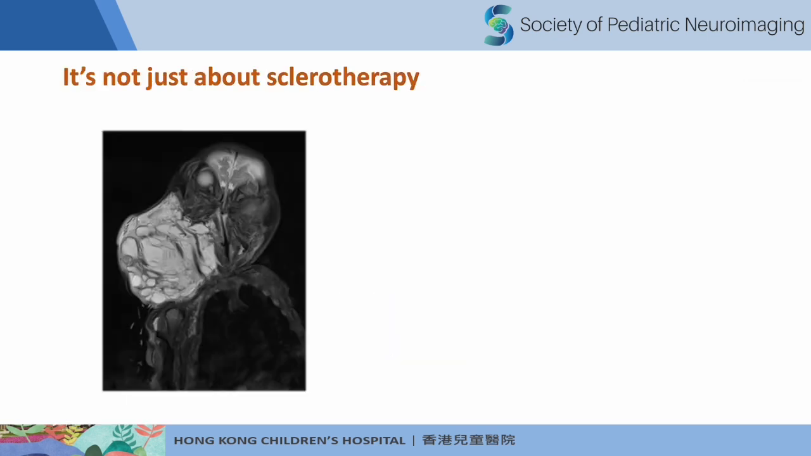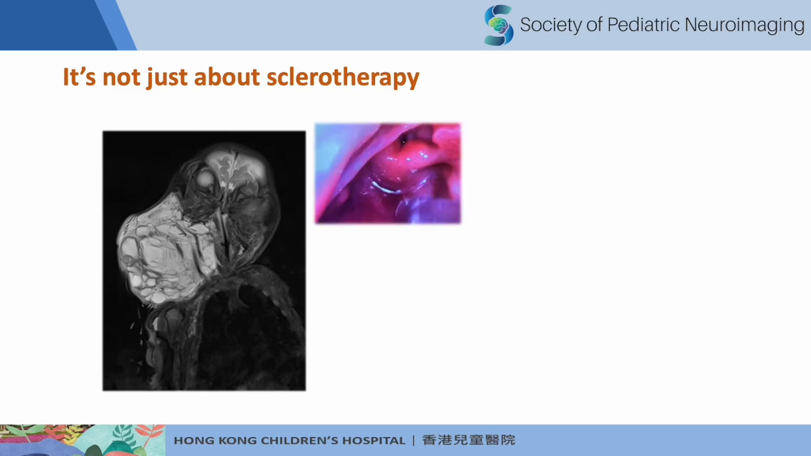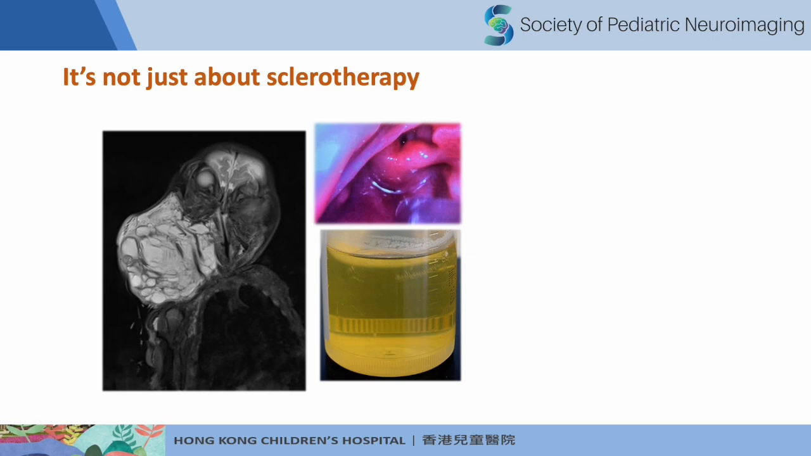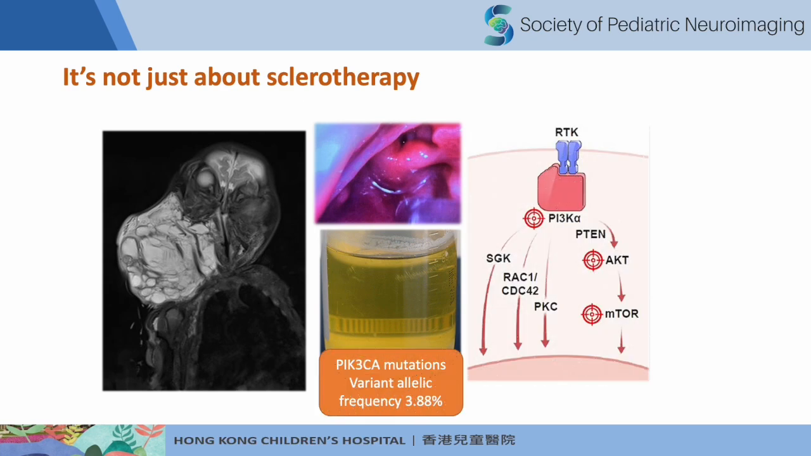And it's not just about sclerotherapy. For example, in this case, with a macrocystic lymphatic malformation affecting the airway, we needed the ENT surgeon to help us with the EXIT procedure. And with the lymphatic fluid, we're able to do digital droplet DNA, and we were able to isolate the PIK3CA mutation from the fluid. And with this in mind, we can use medications such as sirolimus to reduce the cellular proliferation and lymphangiogenesis in these lesions to better control these lesions in addition to sclerotherapy.